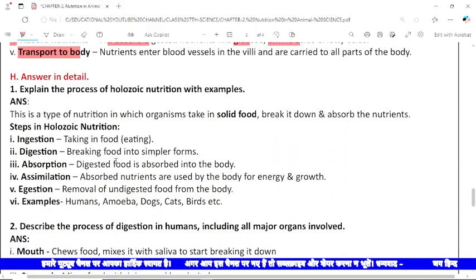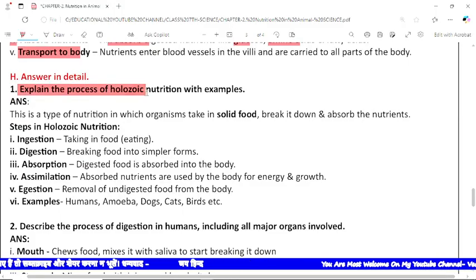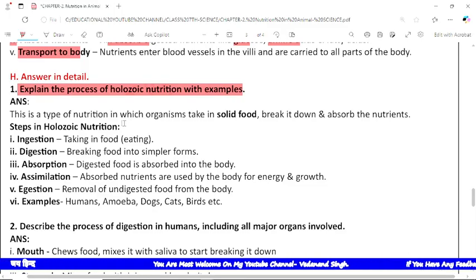Now the H number question, that is a different type of question. You have to write the answer in detail. The first is: explain the process of holozoic nutrition with example. See, the example is important here because we have already discussed this. What is holozoic nutrition?